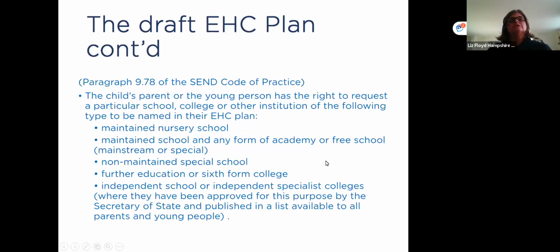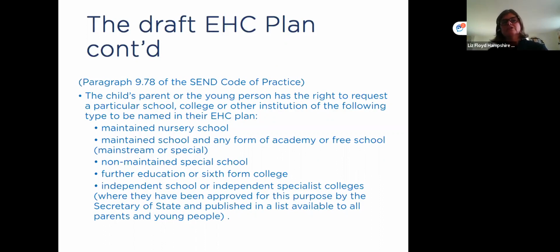Okay, so, oh, there we go. The child's parent or young person has the right to request a particular school at this stage as well, when you get the draft plan. So once you've reviewed it and you've made sure everything's okay, you also then request a school.